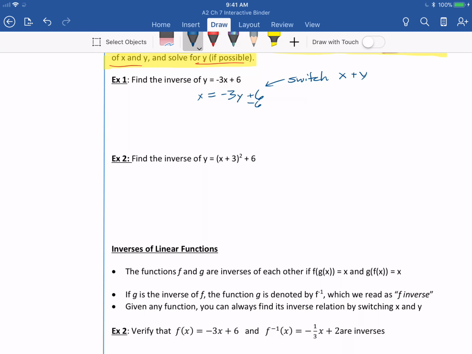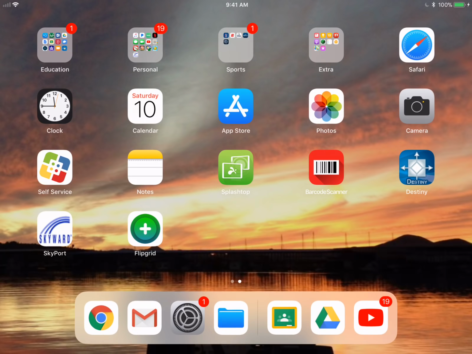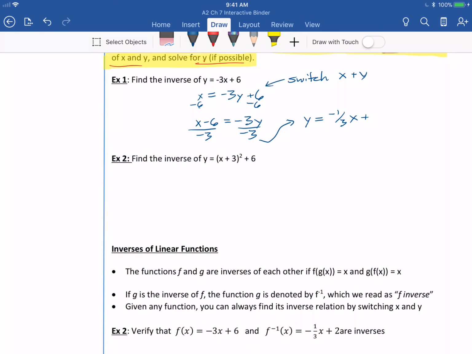I can subtract the 6 from both sides. So now I have x minus 6 is equal to negative 3y. Divide by the negative 3. I ran out of room here, so let's flip up here. This one is going to be y equals negative 1/3 x, and then negative 6 divided by negative 3 is going to be positive 2. And that's my inverse of the function that we were given.